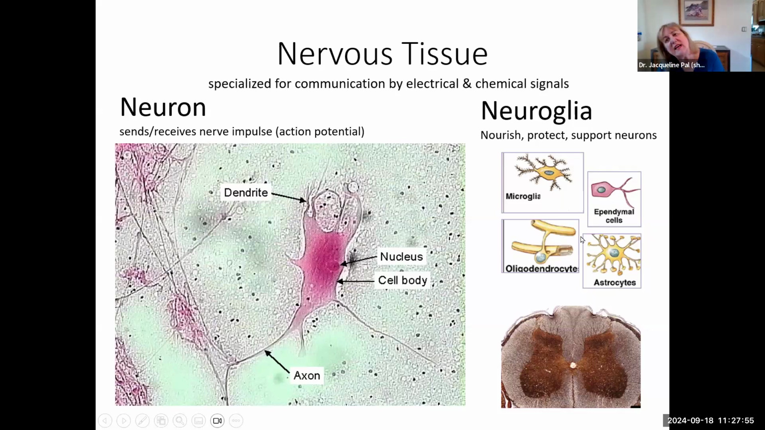And each one has specific jobs, and each one looks a little different. And here's just to show you some cartoon drawings of what some of them look like. And just realize without them, that important neuron dies. And we'll come back and talk about them later on. But for now, we're done talking about muscle tissue and nervous tissue.